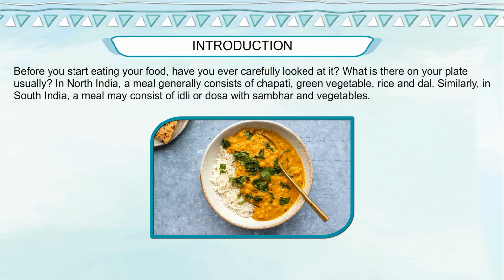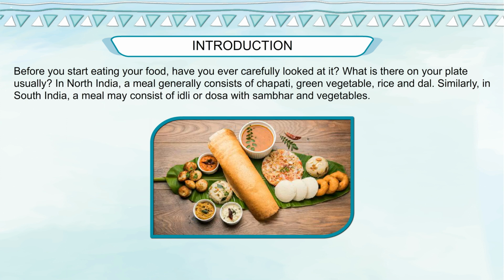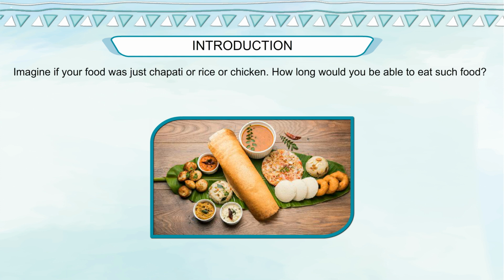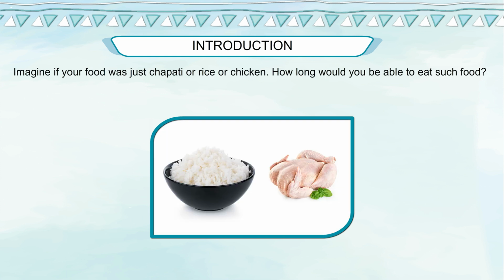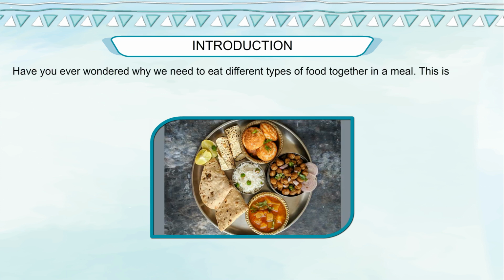Similarly, in South India, a meal may consist of idli or dosa with sambar and vegetables. Imagine if your food was just chapati or rice or chicken. How long would you be able to eat such food? Have you ever wondered why we need to eat different types of food together in a meal?